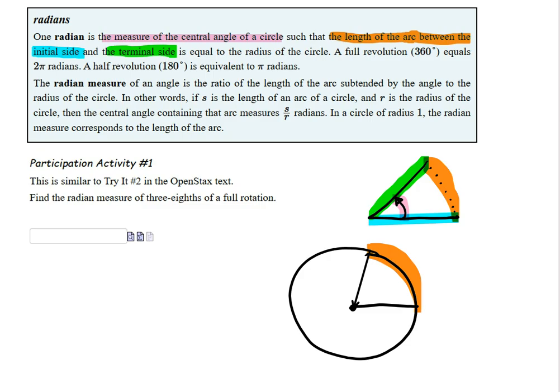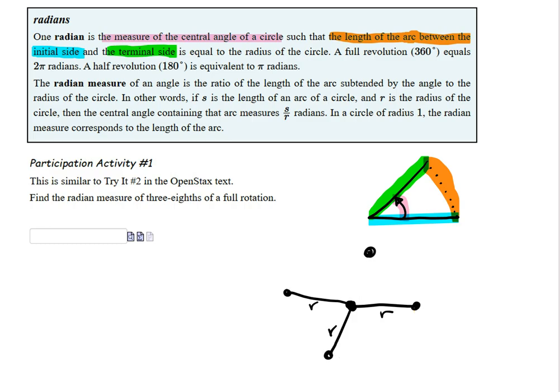The measure of a central angle of a circle such that the length of the arc between the initial side and the terminal side is equal to the radius of the circle. I don't know if you remember geometry or not, but the measure from the center to any point on the circle, that's the radius. And here's another point, that's the radius. From here to here, that's the radius, and from here to here, that's the radius. It goes all the way around the circle. Hopefully that makes sense.